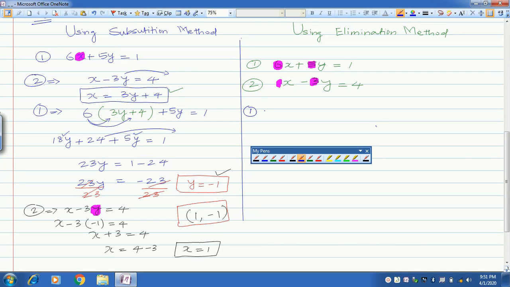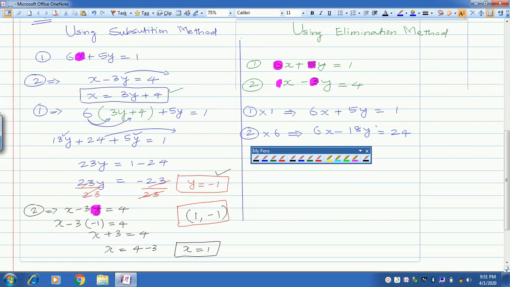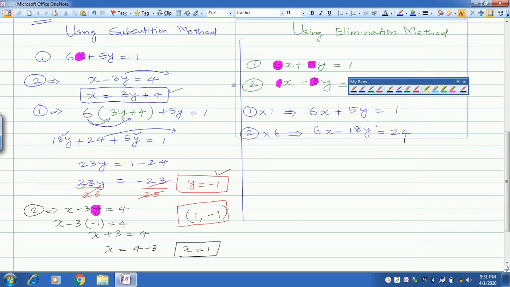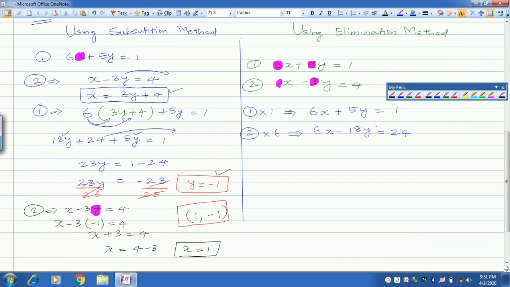So I multiply equation number 1 by 1. I want to eliminate the x value. Therefore, here 6x plus 5y is equal to 1, and the entire equation 2 I have to multiply by 6. So here you have 6x minus 18y is equal to 24. Now I can cancel this one. How will you cancel? You cannot cancel it directly, because you have to first change the sign.